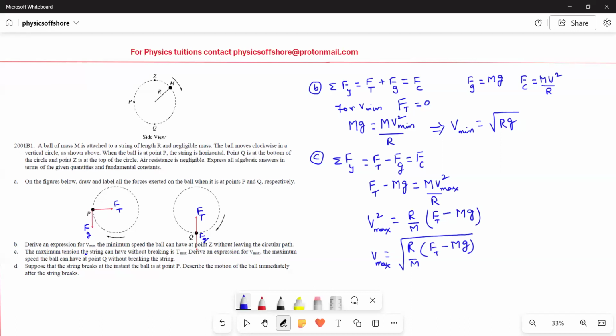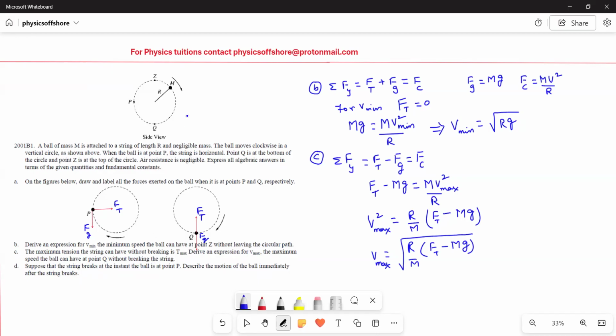Next bit. The maximum tension the string can have without breaking is Tmax. Derive an expression for vmax, the maximum speed the ball can have at point Q without breaking the string. Next bit. Suppose that the string breaks at the instant the ball is at point P. Describe the motion of the ball immediately after the string breaks.